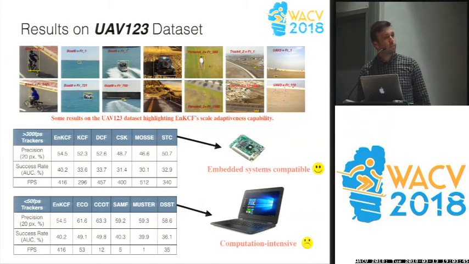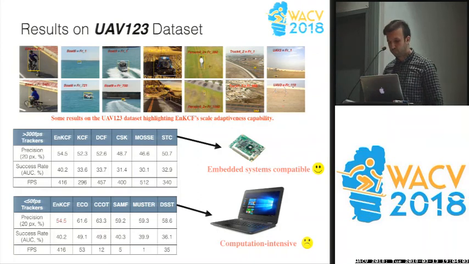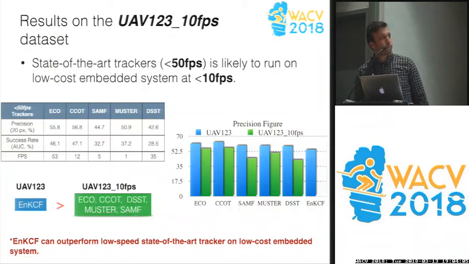We performed some experiments on the UAV123 dataset. We first compare it to high-speed trackers, and our tracker outperforms them by at least 15 to 20%. Meanwhile, we also compare it to low-speed trackers. However, they are computationally very intensive, and they require powerful hardware to run in real time. We also perform some experiments on the 10 frames per second version of the UAV123 dataset. As you can see, all these state-of-the-art trackers' performance goes down dramatically, which is a sign that our tracker will outperform them on a low-cost embedded system.